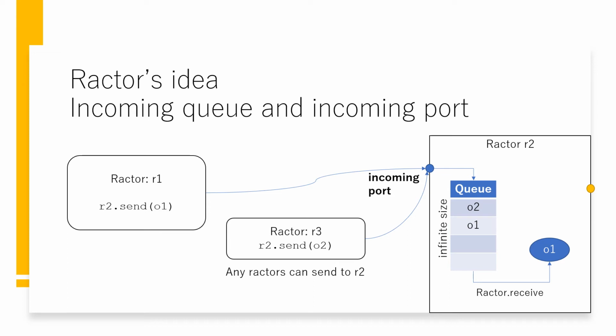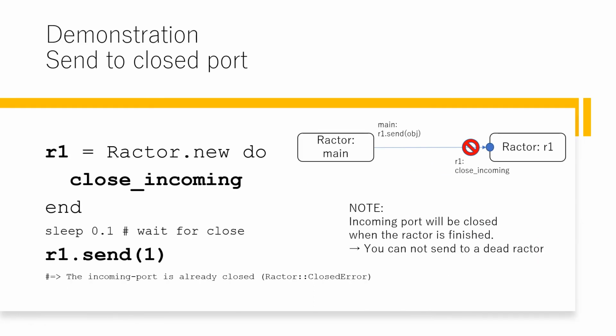For send and receive communication, there is an incoming port connected to an incoming queue. Sent objects are queued into the incoming queue through the incoming port. Any Ractor can send a message to a Ractor. The incoming queue is an infinite queue, so the sending operation returns immediately. If the incoming port is closed, sending a message will fail and raise an exception. If the Ractor terminates, the incoming port is also closed automatically, so we can know whether the receiving Ractor is leaving or not. It means that we cannot send a message to a dead Ractor.